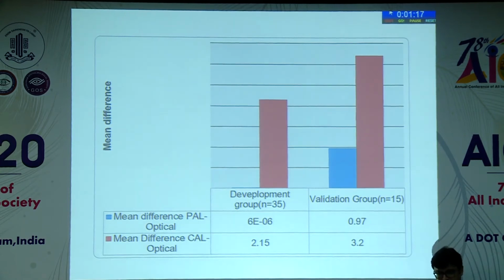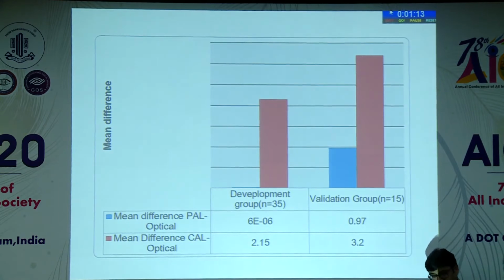The red graph shows the difference between the calculated axial length minus the optical. In the same eyes, in the 35 eyes, the difference was 2.15, and in the validation group, the difference was 3.2.